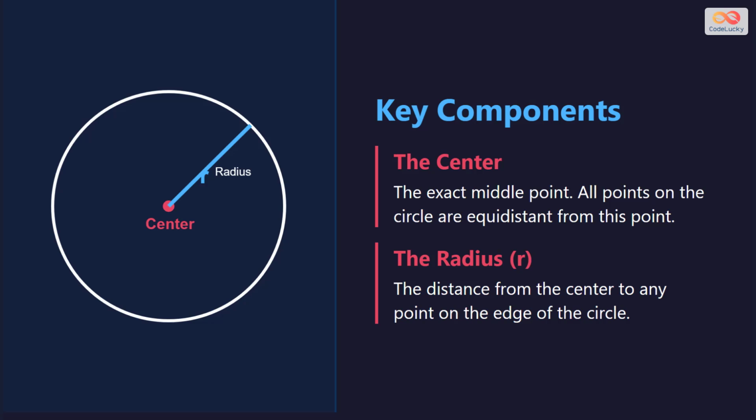There are two main components you need to know. First is the center, the exact middle point. Second is the radius. The radius, often represented by the letter r, is the distance from the center to any point on the edge of the circle. No matter which point on the edge you choose, this distance remains exactly the same.